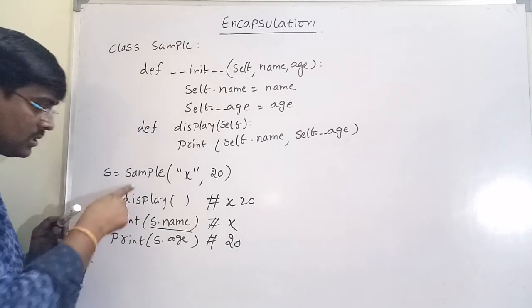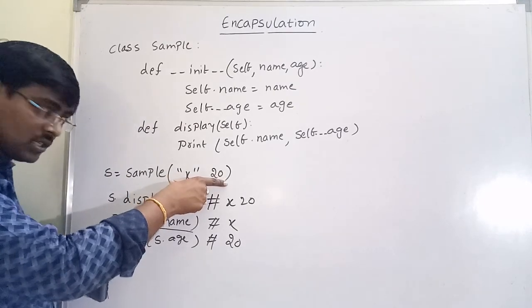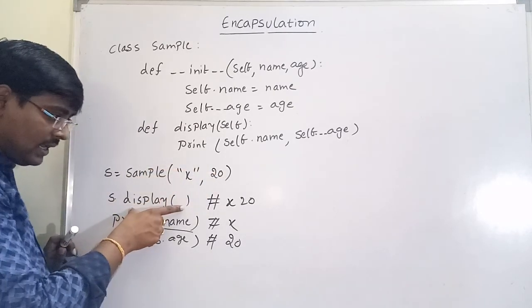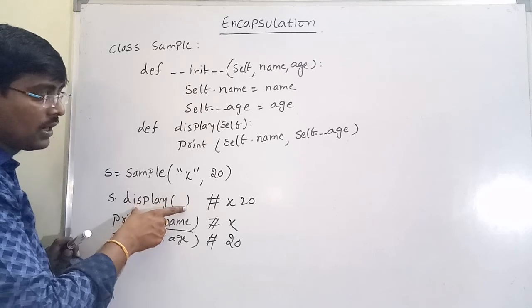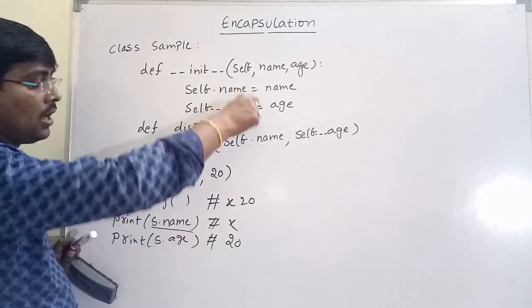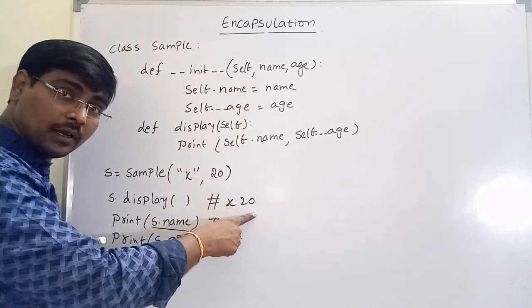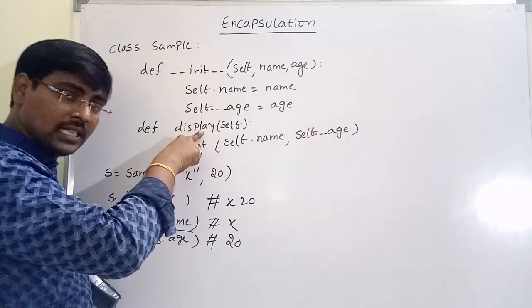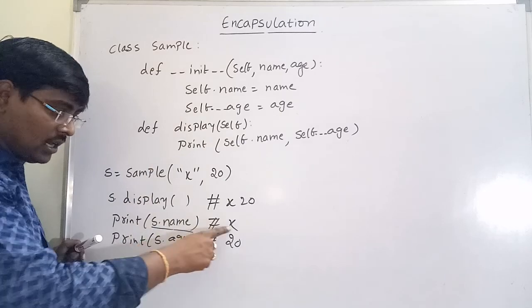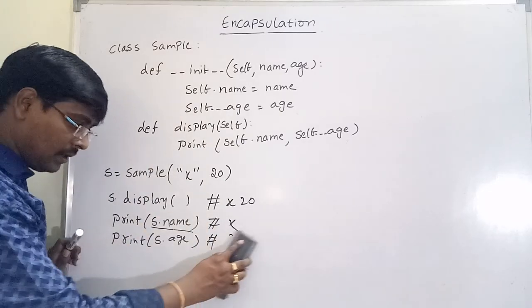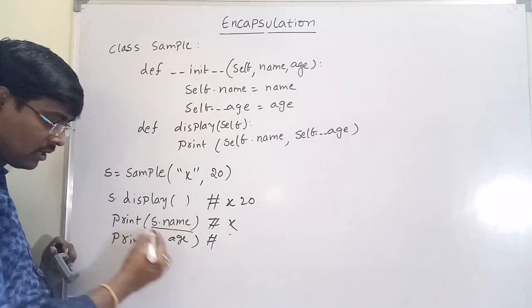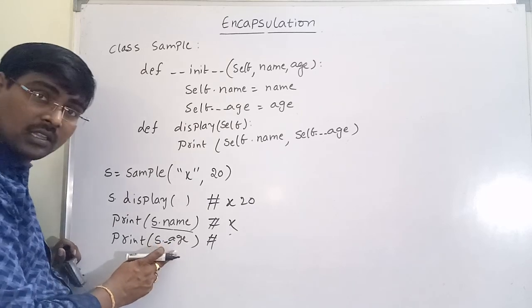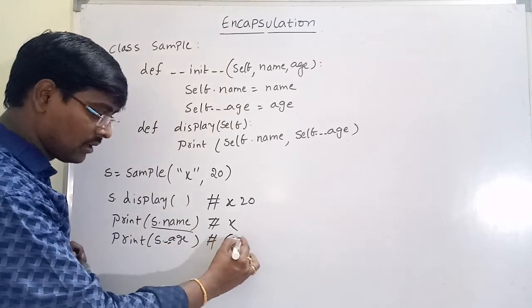Now check what happens. Object creation is completed. Whenever we call s dot display, automatically x and 20 are printed, even though this is a private variable, because it is used inside the method. s dot name prints x, but s dot double underscore age displays an error.